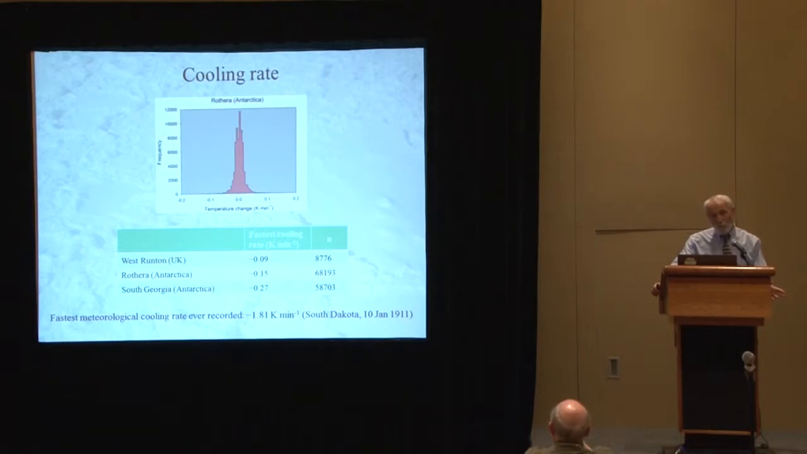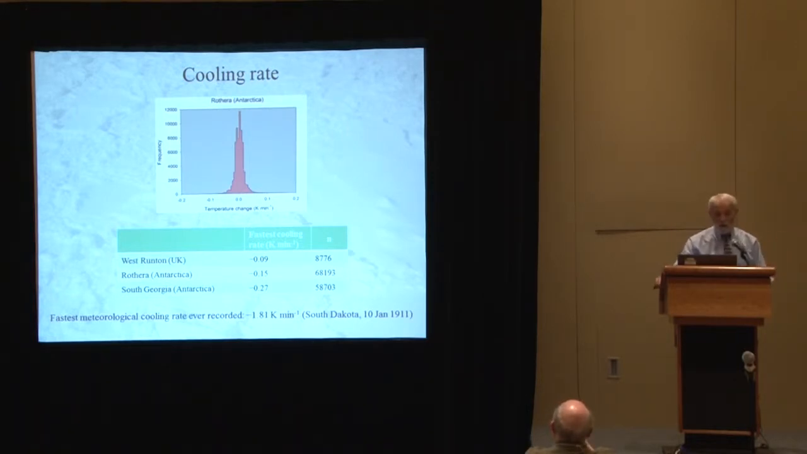It's less than 0.1 K a minute in UK. It's about 0.15 K a minute at Rothera and about 0.3 K a minute at South Georgia. The fastest rate of air temperature change that has ever been recorded meteorologically anywhere in the world is only 2 K a minute. And that was actually, as you can see there, at South Dakota. It was a firn wind that came in.